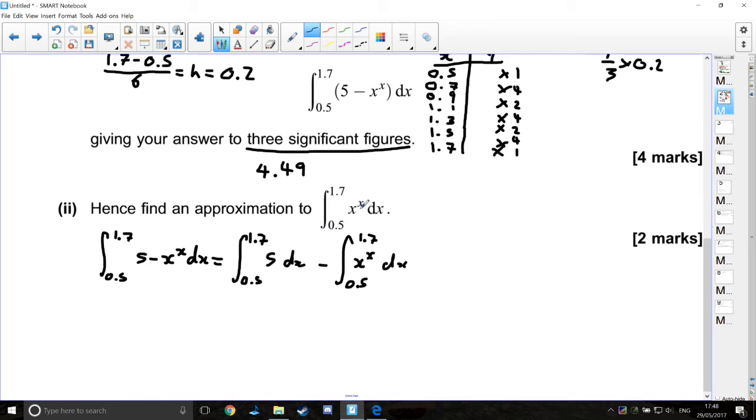So this is something we know. This is 4.49. This here, the integral of 5 with respect to x between 0.5 and 1.7, is also something we can actually work out.